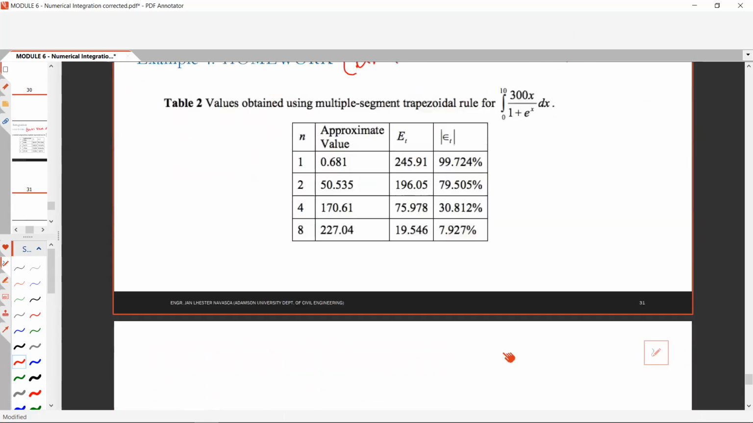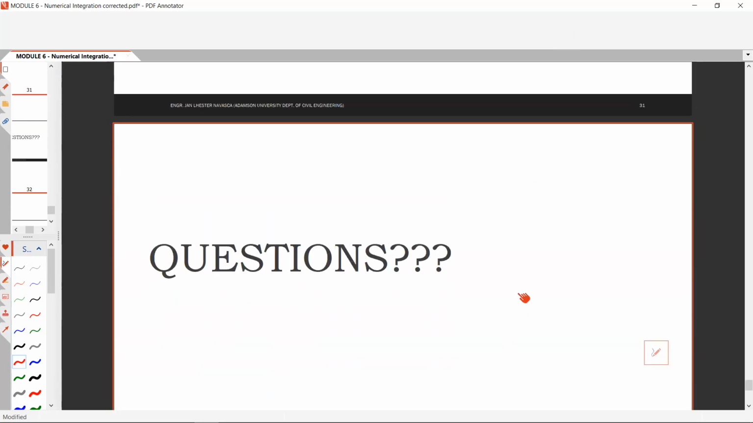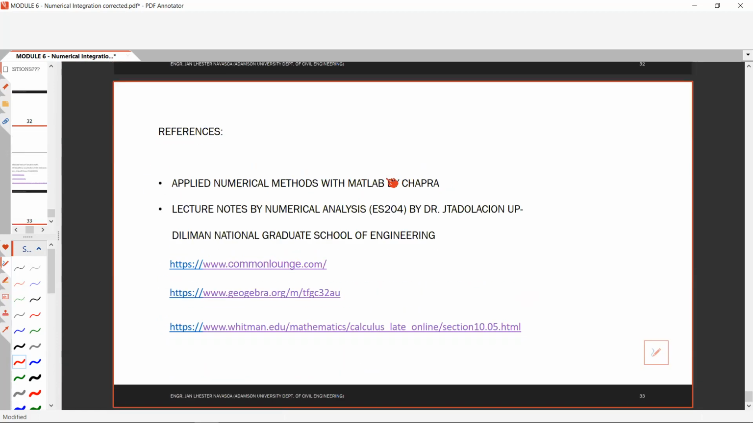Okay, if you have no questions, I think tapos na tayo for numerical integration. So next meeting, you will have your last quiz sa midterm. Ganun ulit setup. Upload ko ulit yung Wednesday exam. For your reference, you can also check Applied Numerical Methods with MATLAB by Chapra and itong link na to.